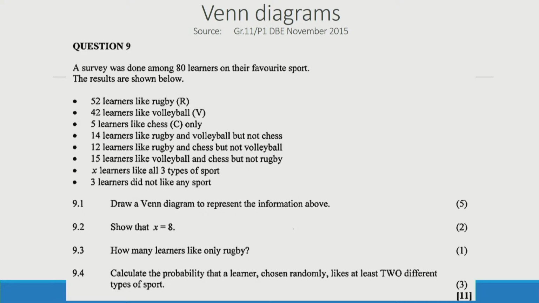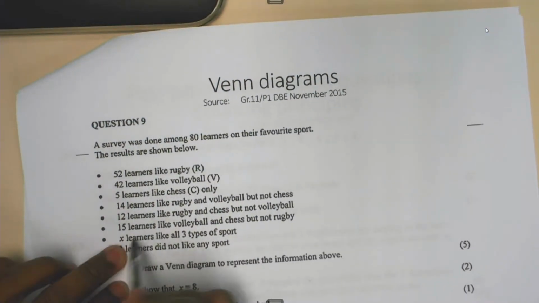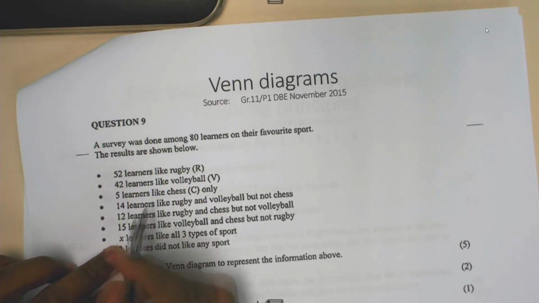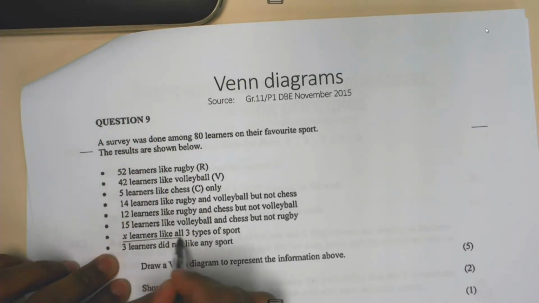Now, if you notice in the information that's given here, we have 3 events. We have rugby, volleyball, and chess. And if you check the second last bullet here, they tell us that X learners like all 3 types of sports. What that tells us is that you have the intersection of these 3 events. All these 3 events will intersect, as we have a number of learners that like all 3 types of sports.